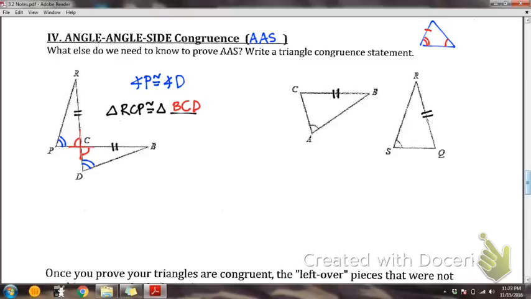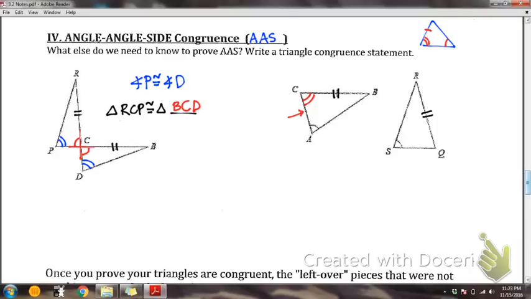Let's look at this though. What if I said angle C? Is the side between them marked? Nope. So this would also be angle, angle, side. So in this example, you could use either angle B or angle C to represent angle, angle, side. It doesn't matter to me which one.